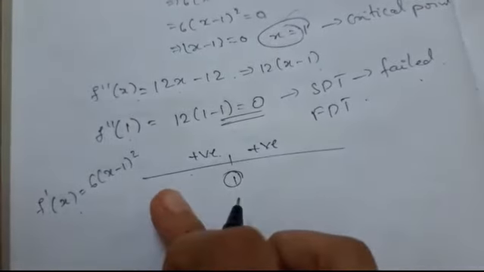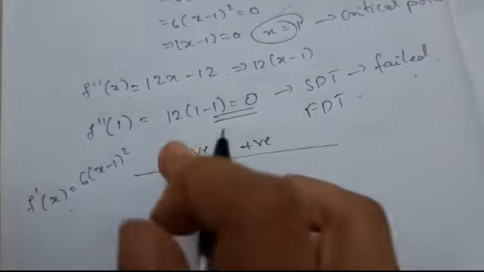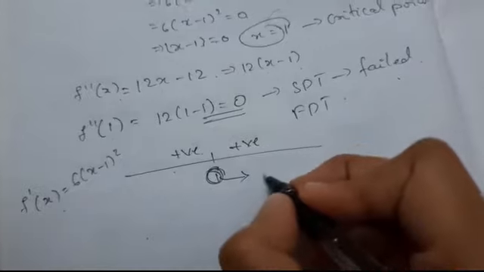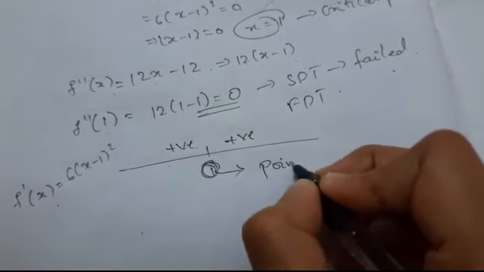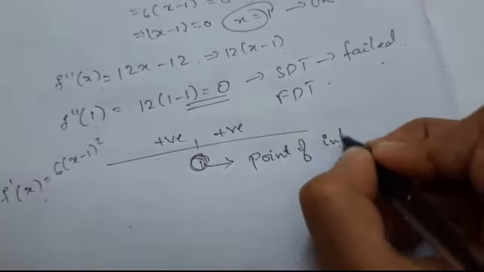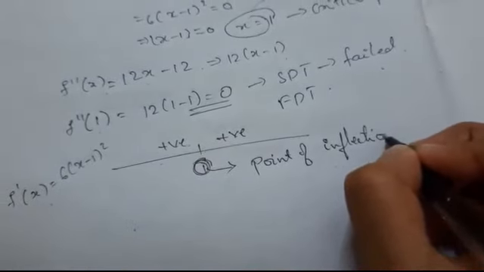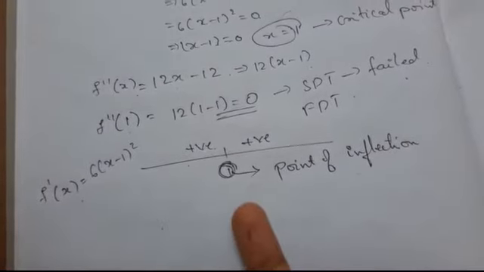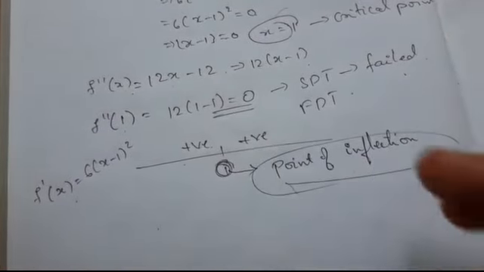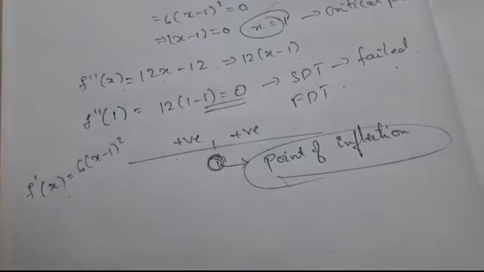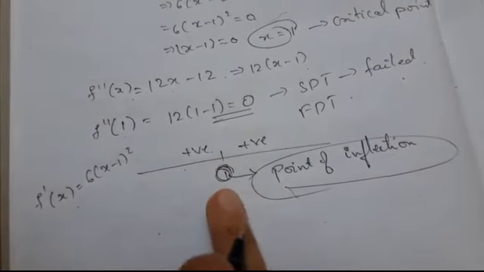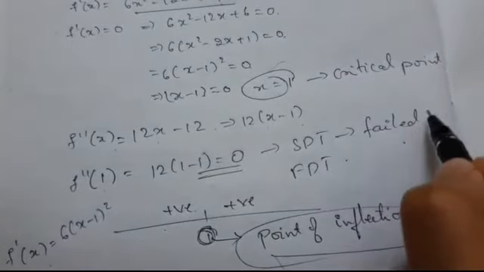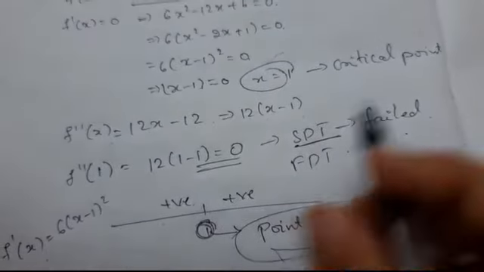So towards the left side and right side of the critical point, we are having the same sign. So when we are having the same sign, that critical point is called a point of inflection. So clearly this point 1 is neither local maxima nor local minima. It is a point of inflection because here it is neither increasing nor decreasing. Thus the point 1 is called a point of inflection. So this is how we are going to deal when the second derivative test has failed.